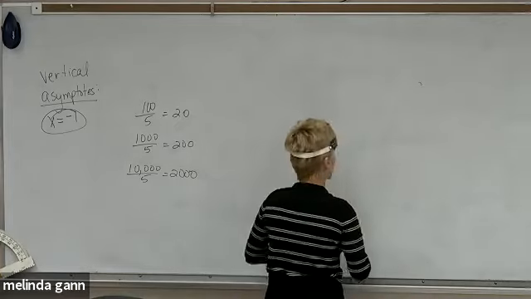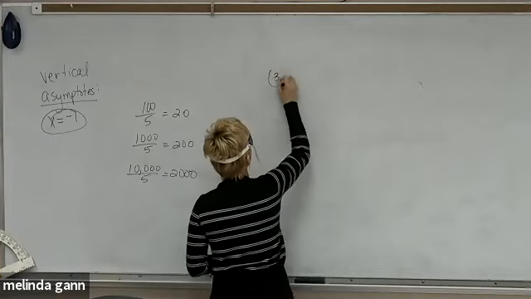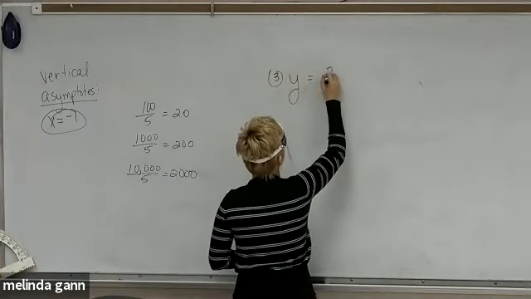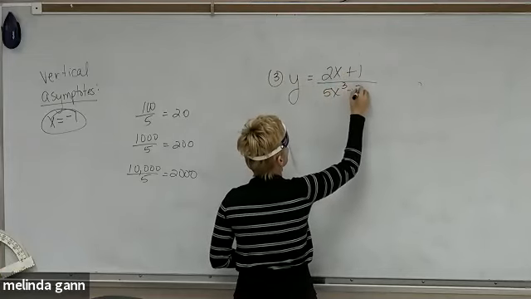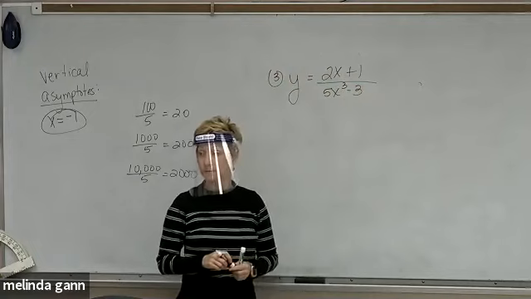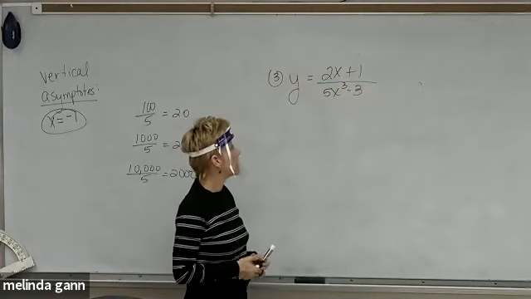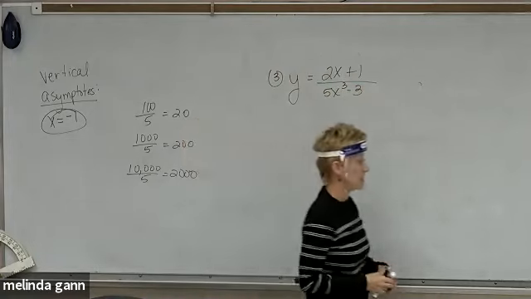What if instead I said, does this graph have a horizontal asymptote? Check that one for me. So 2x plus 1 over 5x cubed minus 3.